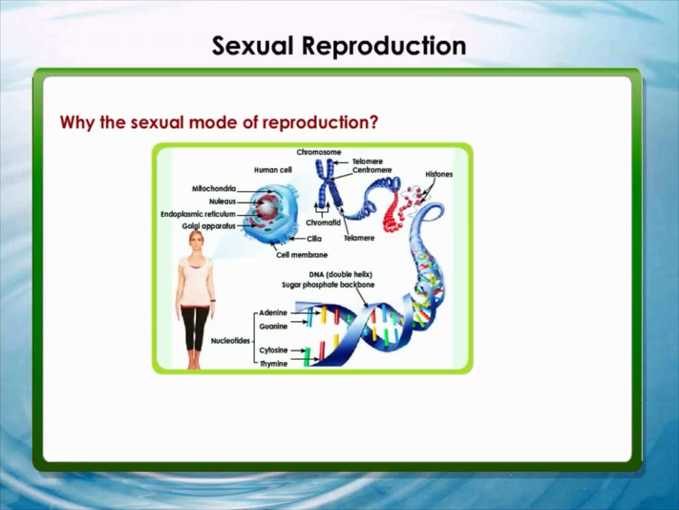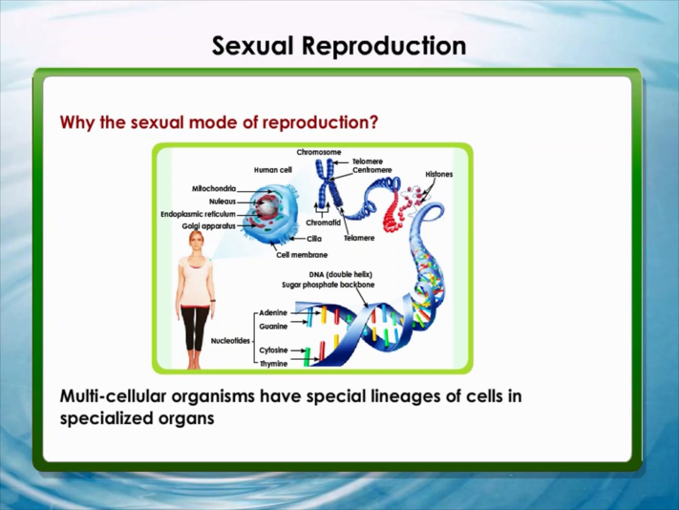Many multicellular organisms have special lineages of cells and specialized organs which have only half the number of chromosomes and half the amount of DNA as compared to the non-reproductive body cells. Thus, when these germ cells from two individuals combine during sexual reproduction to form a new individual, it results in re-establishment of the number of chromosomes and the DNA content in the new generation.